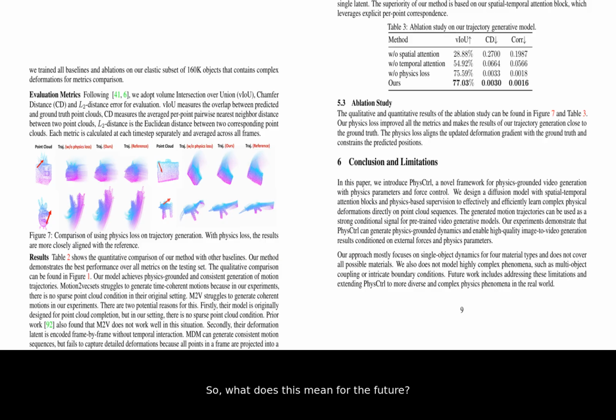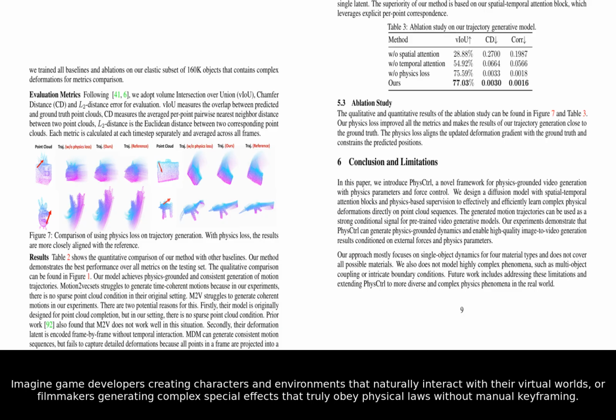So, what does this mean for the future? PhysCtrl represents a major step towards making AI-generated content more realistic and controllable. Imagine game developers creating characters and environments that naturally interact with their virtual worlds, or filmmakers generating complex special effects that truly obey physical laws without manual keyframing.